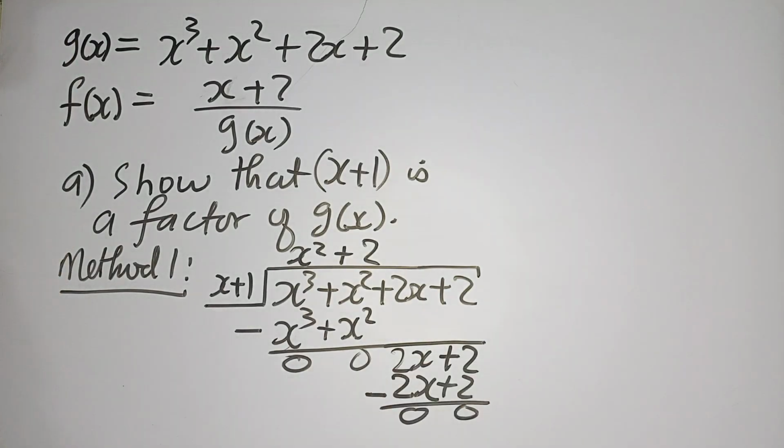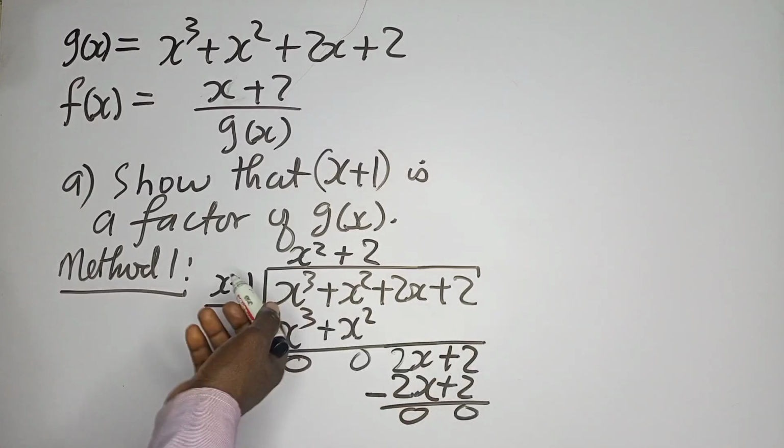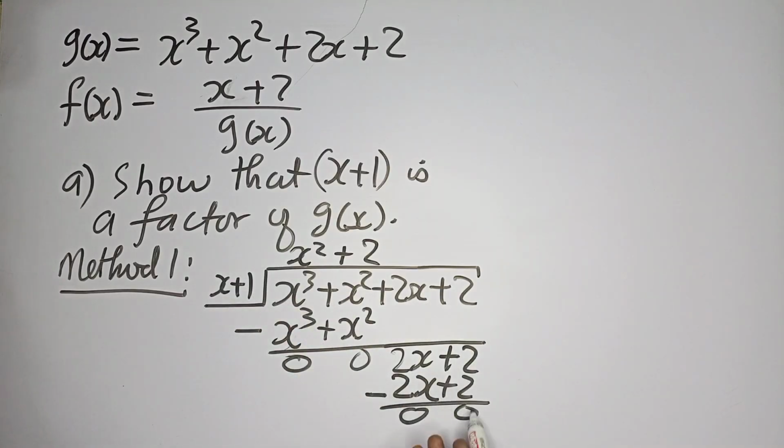So finally, our remainder is 0. We have carried out the Euclidean division with x plus 1, and we end up with the remainder 0. So this confirms that x plus 1 is a factor of g of x. That is method 1.